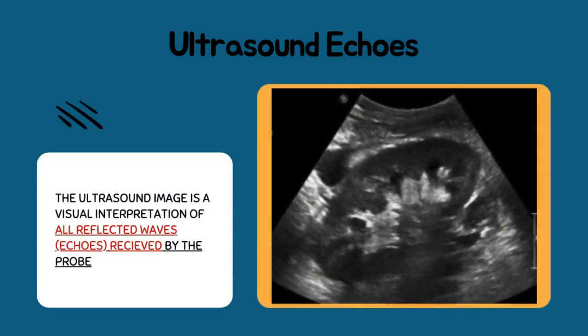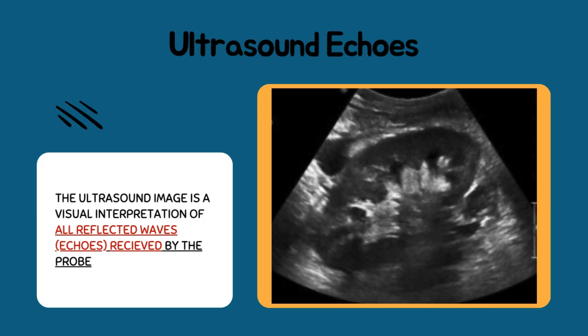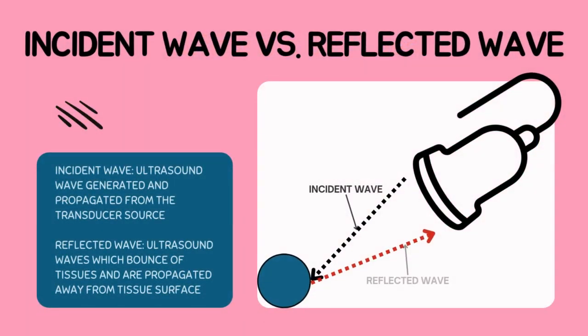Previously, we mentioned that the ultrasound image is a visual representation or interpretation of all reflected waves received by the transducer. To put this in context, ultrasound waves generated from piezoelectric crystals within the ultrasound transducer are propagated towards the object. These waves sent out by the transducer or probe are the incident waves.